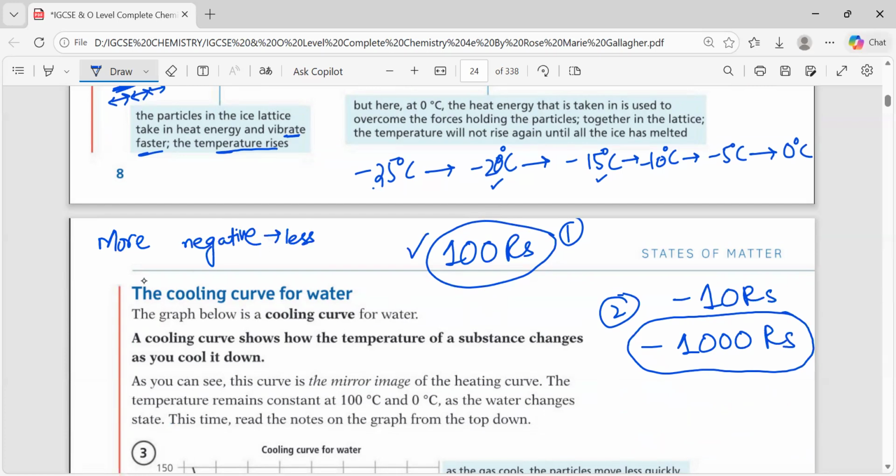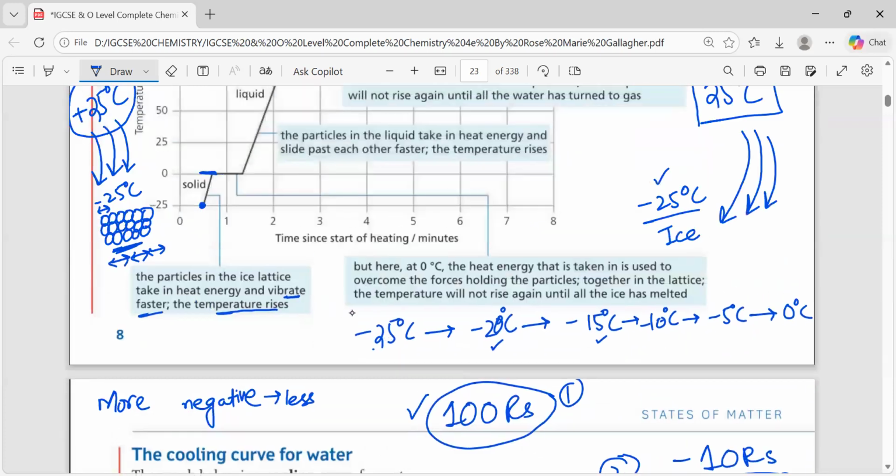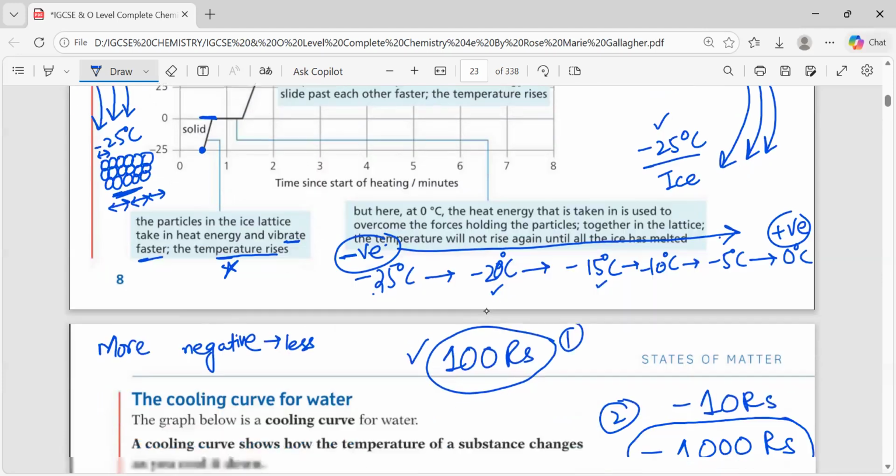So we are going from negative temperature towards positive. 0 degrees is a neutral value. Going from negative to positive means you are increasing the temperature. Are you getting this? When you have placed ice in the room, the temperature is rising. This is what they have mentioned here. The temperature rises. Are you clear with this or should I repeat it? Can you explain how the temperature is rising?